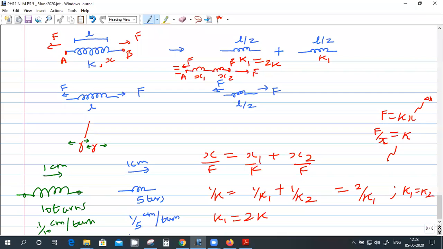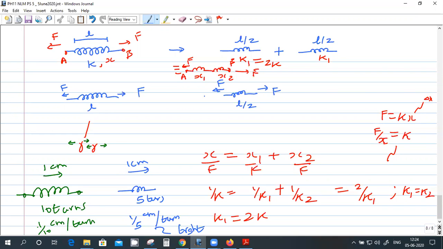Okay, so getting this stretch is difficult, right? 1 by 5 centimeter per turn and 1 by 10 centimeter per turn. So this is a tight spring, because when the number of turns is reducing, the contribution of each turn should increase to get the same extension. Put in other words, if the spring has more turns, it's easy to compress or stretch it because each turn will share its load. So when the number of turns is decreasing, the spring is becoming tighter. To create the same extension, I have to apply more force.